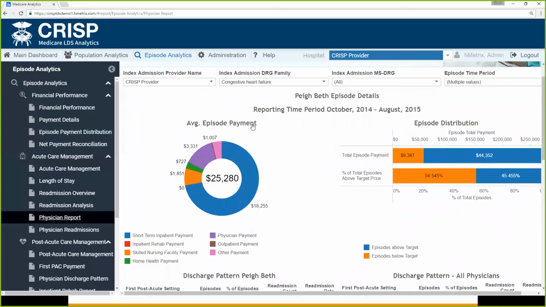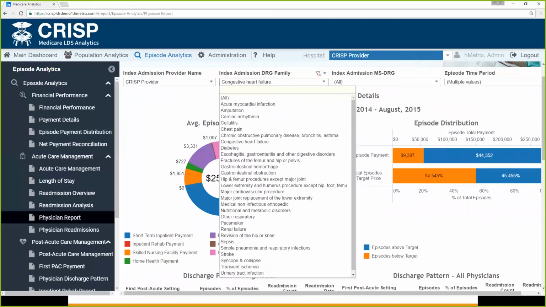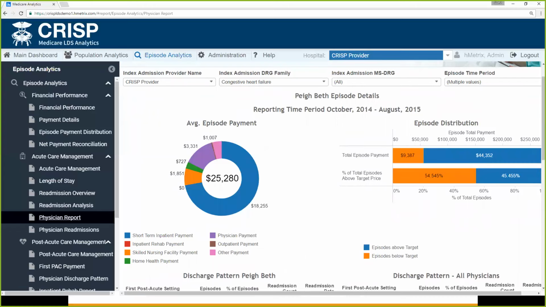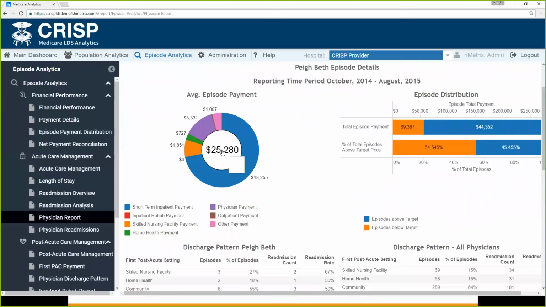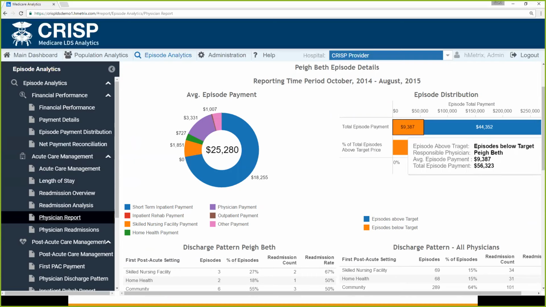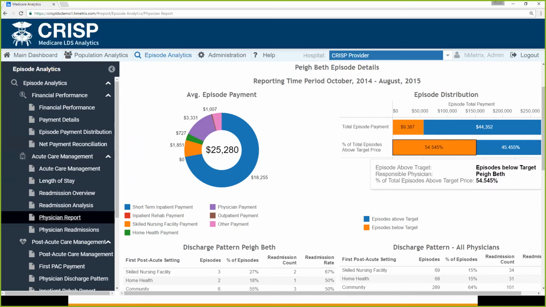In this case, it gives you the average episode payment. Again, we're only looking at CHF, but we could technically change this to any and all DRG families that the physician might have had episodes for. So in this case, Dr. Beth had about $25,000 average episode payment, which is actually pretty good. We see the total episode payment and the percent of episodes above and below. Most of Dr. Beth's episodes are below, and that's probably why she had a lower average episode payment.